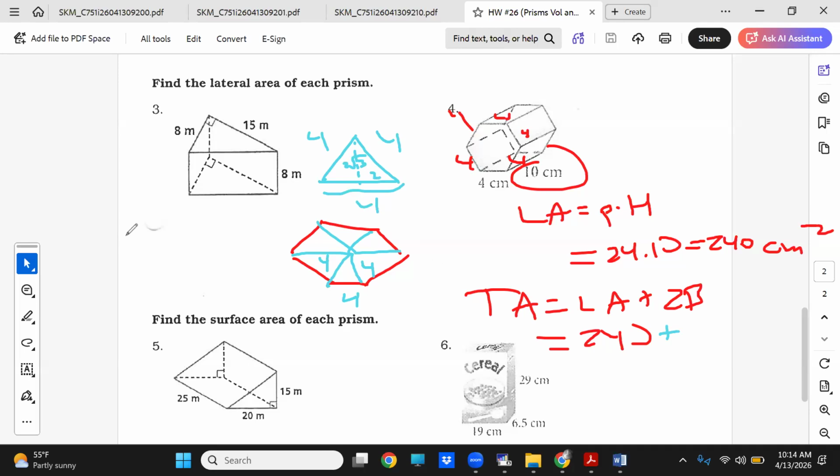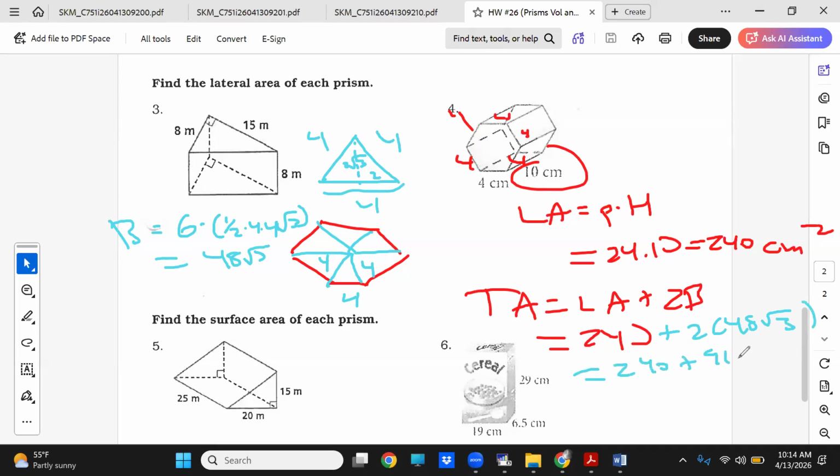So the area of your base, what's it going to be? The triangle, right? But how many triangles do you have? 6 times 4 times 4 root 3. That should be 48 root 3. Is that right? Yeah. And you got two of them. So the total area would be 240 plus 96 root 3. Cool. So that's what you could expect from the quiz. A question kind of like that, but instead of lateral area, I might ask for total surface area.